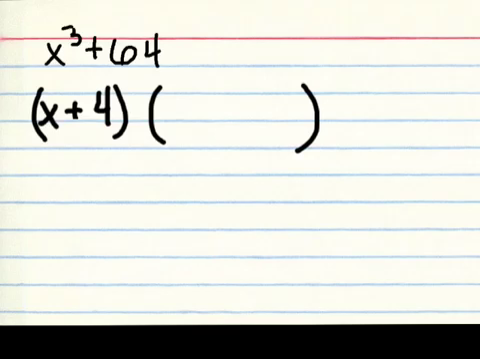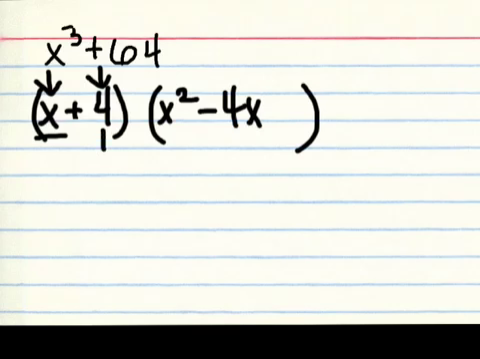So the first term in the next quantity is this number squared, so it's x squared. We keep a minus. This number times this number, so what's 4 times x? 4x. Good. And then we square the last number, so it'll be plus 16. So your final answer should be x plus 4 times the quantity of x squared minus 4x plus 16.